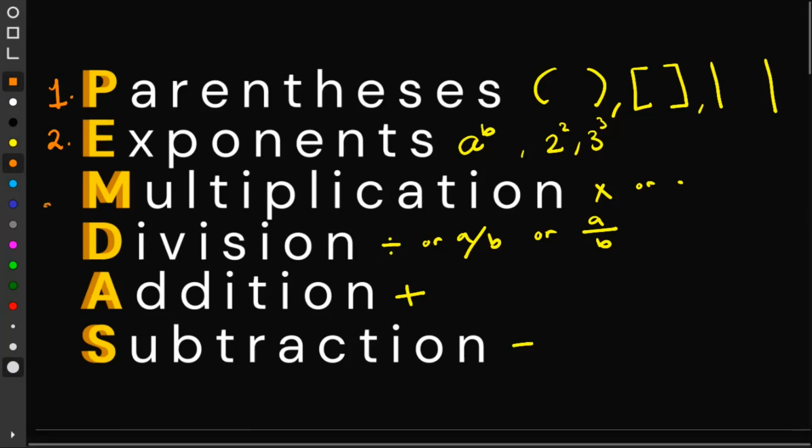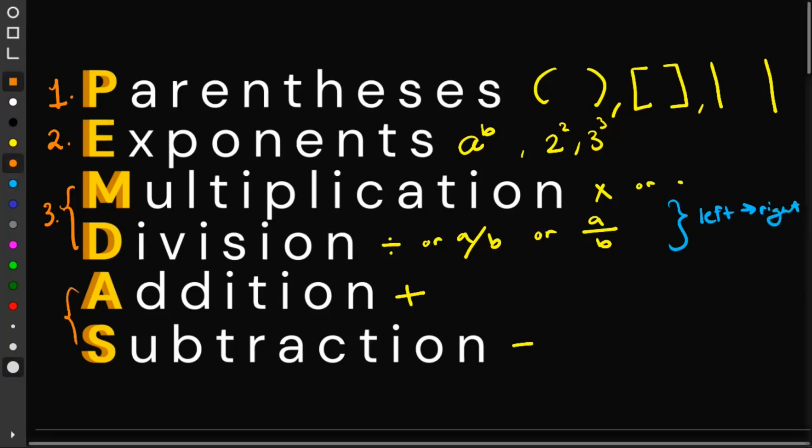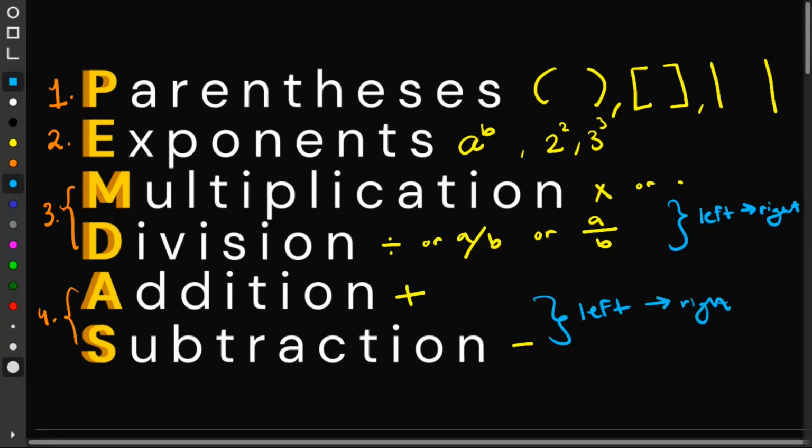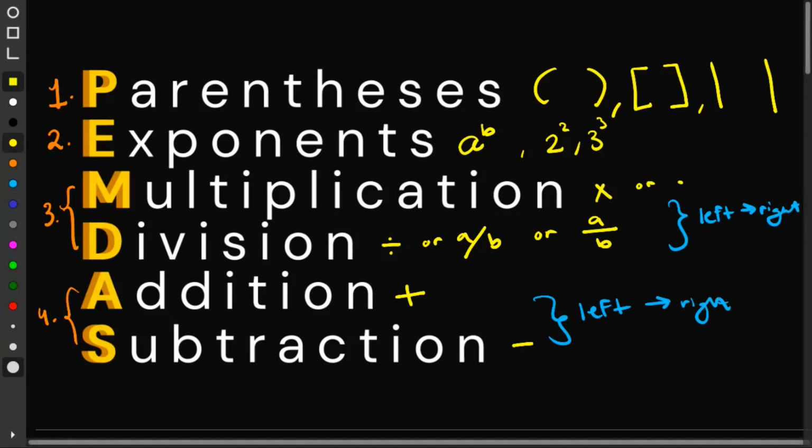We then follow with either multiplication or division. So these two are interchangeable. Just take note that we go here from left going right in an expression. And lastly, we have the addition and subtraction, which is also interchangeable, but we also follow again the left to right idea. So let's try to apply these operations in some examples.